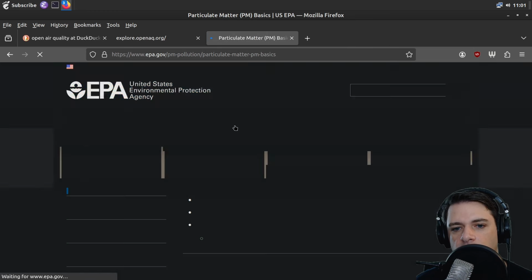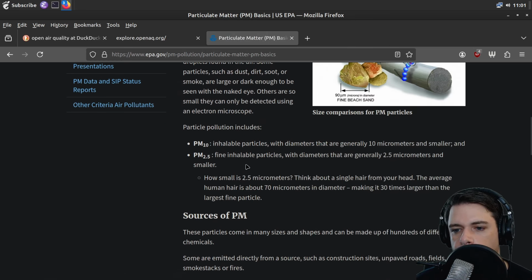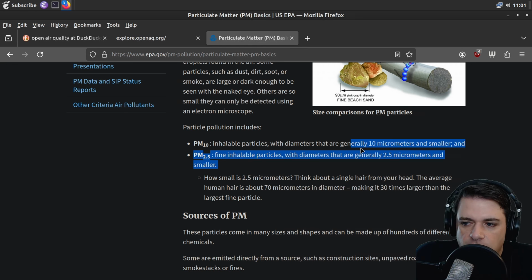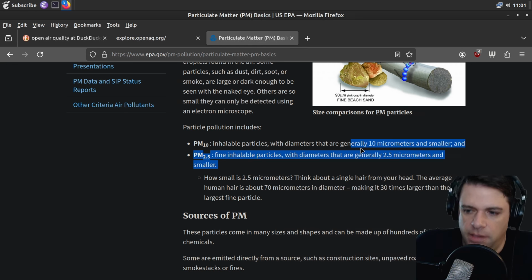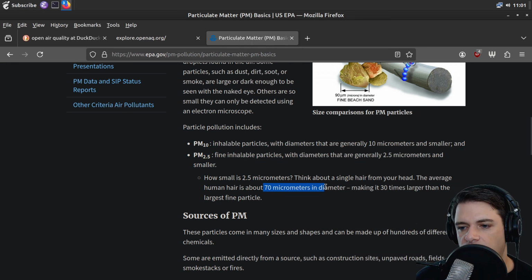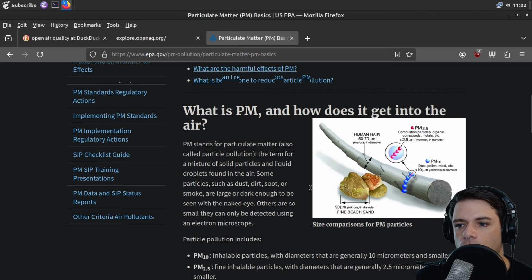Particulate matter. Okay, so this is some measure of particulate matter. 10 is 10 micrometers and smaller, and PM2.5 are fine inhalable particles with diameters that are generally 2.5 micrometers and smaller. So the average human hair is 70 micrometers in diameter. Okay, cool.